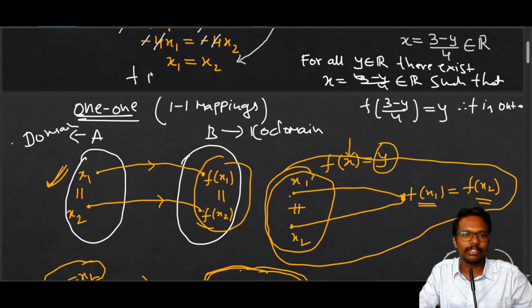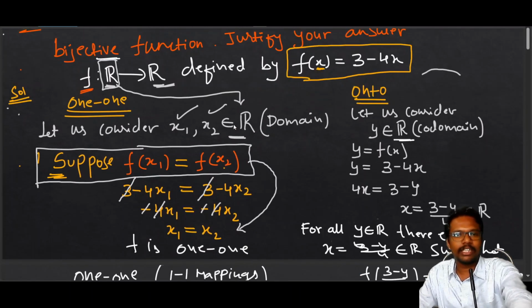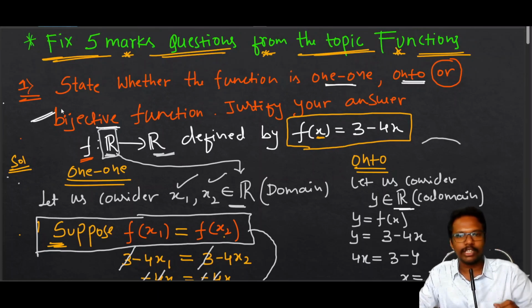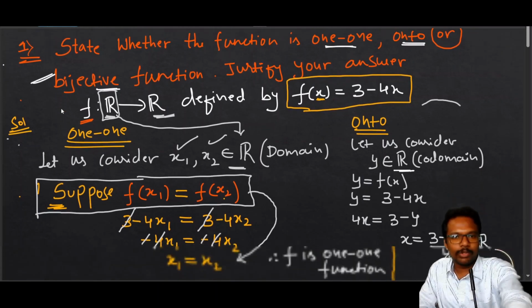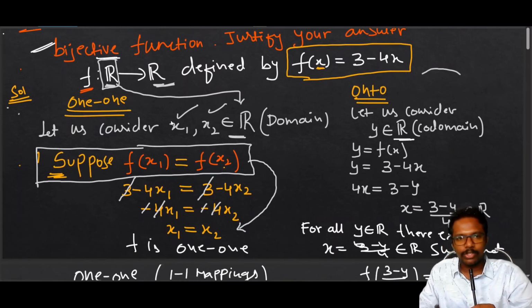Here f is 1-1. So now we can easily say that hence f is 1-1 and f is onto, hence we can say f is bijective. So I hope you understood the 1-1 and onto concept here. In the next video also I am going to explain some more 5 marks questions, so in that also you can get clarity.